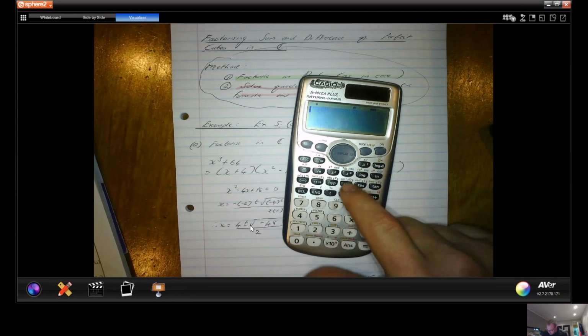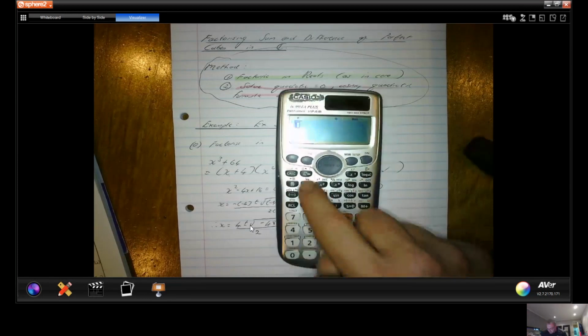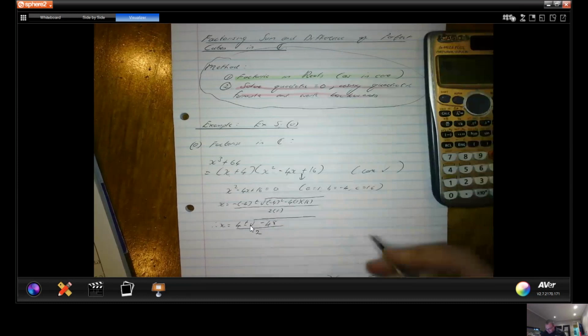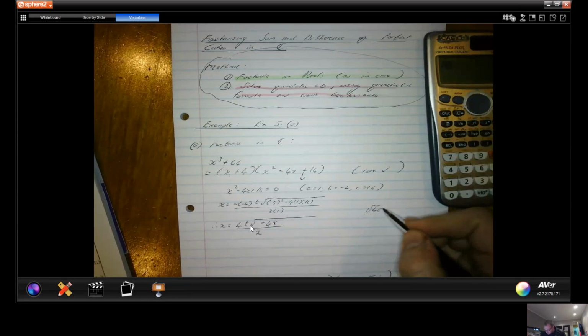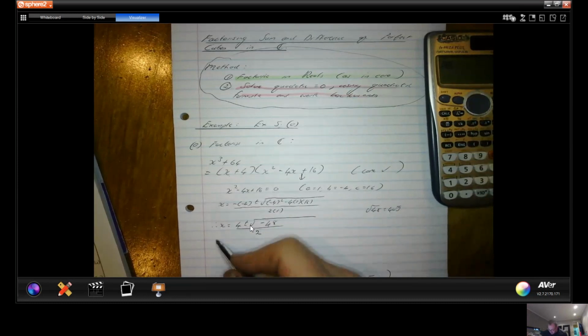But you can check, remember, root 48. Your calculator can give you 4 root 3. Okay, root 48 is 4 root 3. But remember, you don't really need a calculator. You can just think of it like this. x is equal to 4.